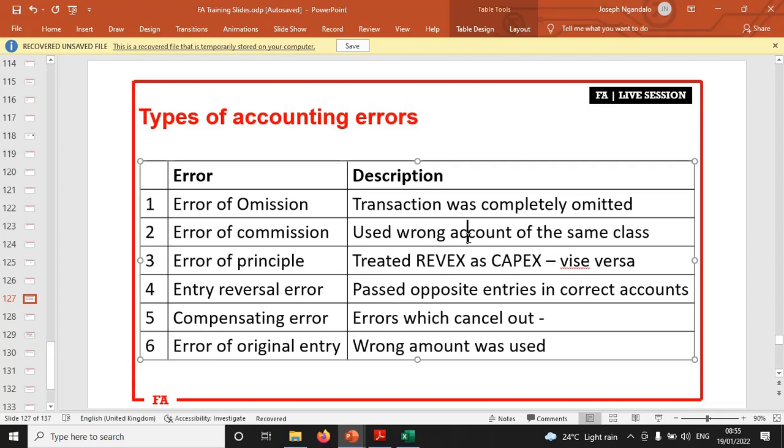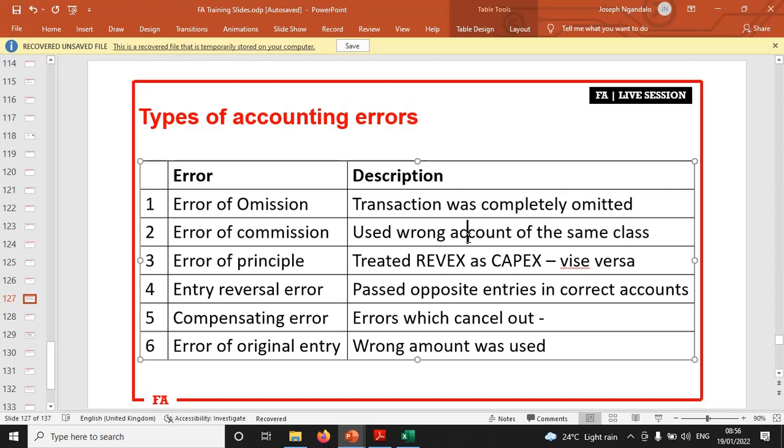So what we're saying is this. Error of what? Omission. The transaction was completely what? Left out. In other words, there's no debit entry, there's no what? Credit entry. Nothing was recorded in the trial balance. Understand, please. I've tried to explain some of these things the best way I can.